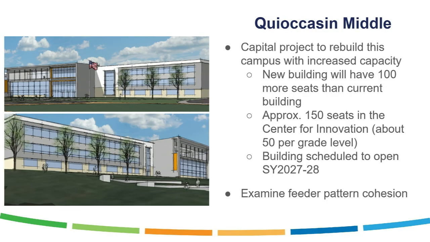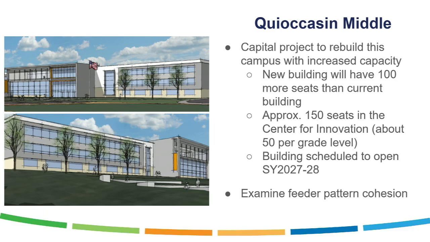At the middle school level, Chair Shea also asked staff to look specifically at the potential to address feeder pattern cohesion on the same timeline as the opening of the new Quioccasin building. Scheduled to open in the 2027-28 school year, the new Quioccasin will have an additional 100 seats, which will help QMS house the division's second middle school center for innovation, which will serve a total of 150 students across all grade levels when fully implemented in the 2028-29 school year.